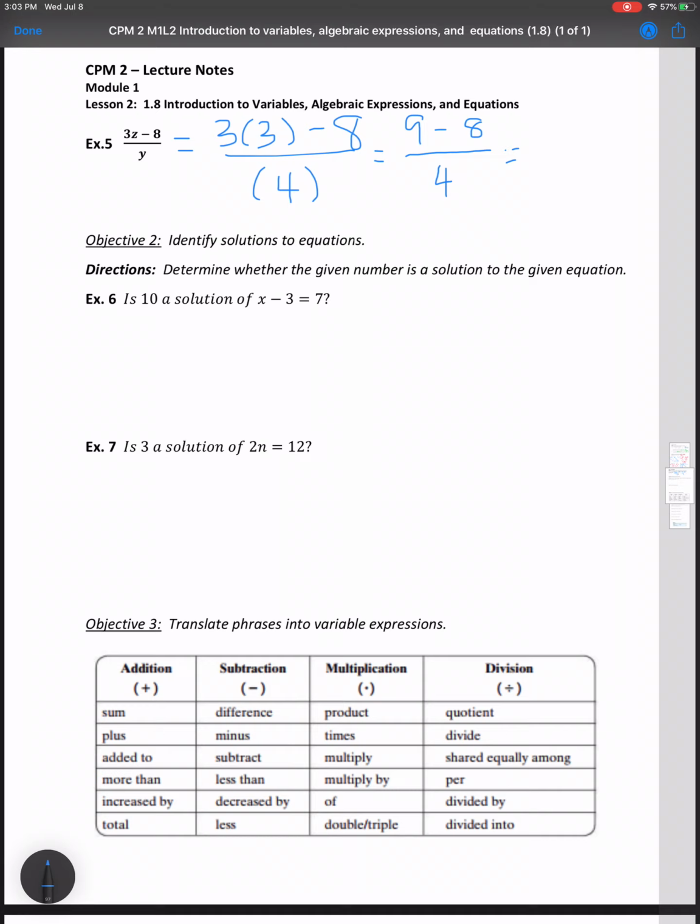Back on top, I still need to finish simplifying. 9 minus 8 is 1. On bottom, 4. And this is all you can do, 1/4. It's reduced. Leave it as is. Perfect.